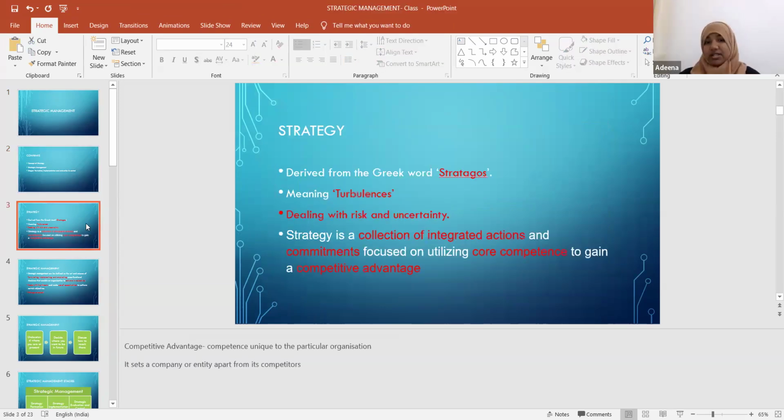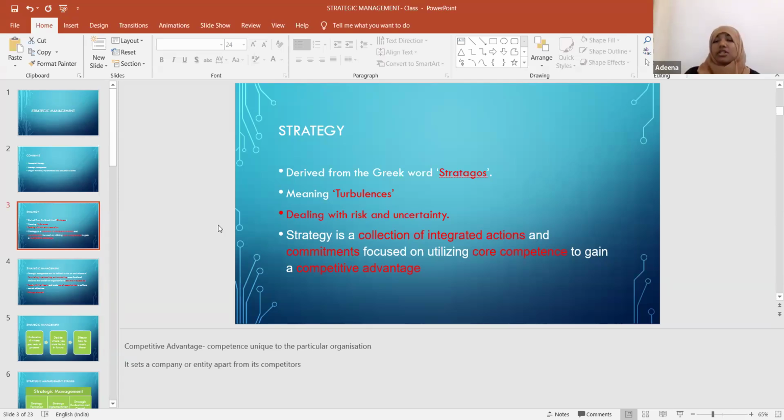So let's see what strategy is first. Strategy is derived from the Greek word strategos, which means turbulences. So strategy means turbulences. And at the present organizational level, strategy means dealing with the risk and uncertainties the organization is facing. So strategy is a collection of integrated actions and commitments to focus on the core, to achieve an organizational objective, focusing on the core competencies of the organization. So strategy is an integration of all the actions and commitments from the organization to achieve a competitive advantage through its core competences. So what is competitive advantage?